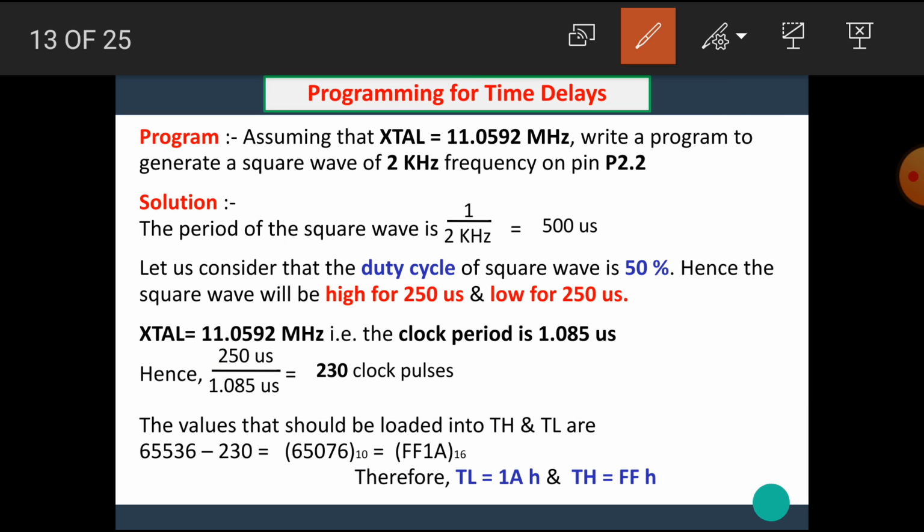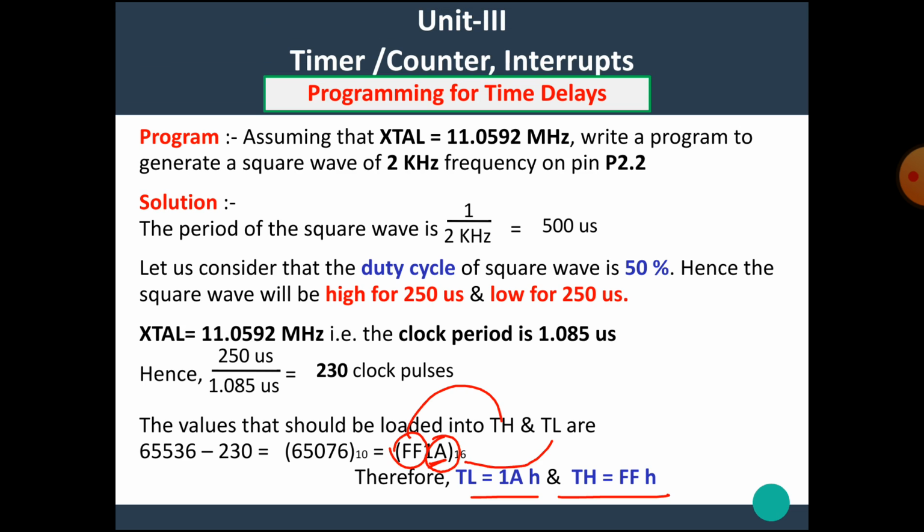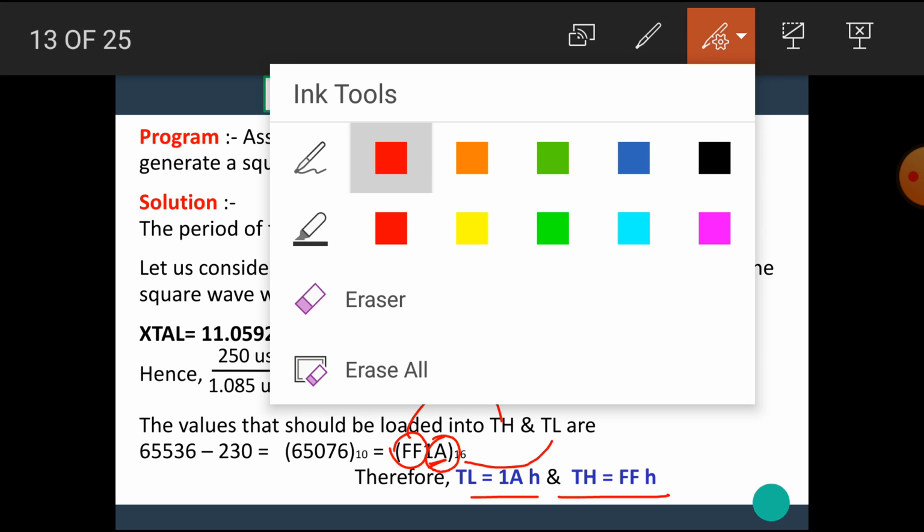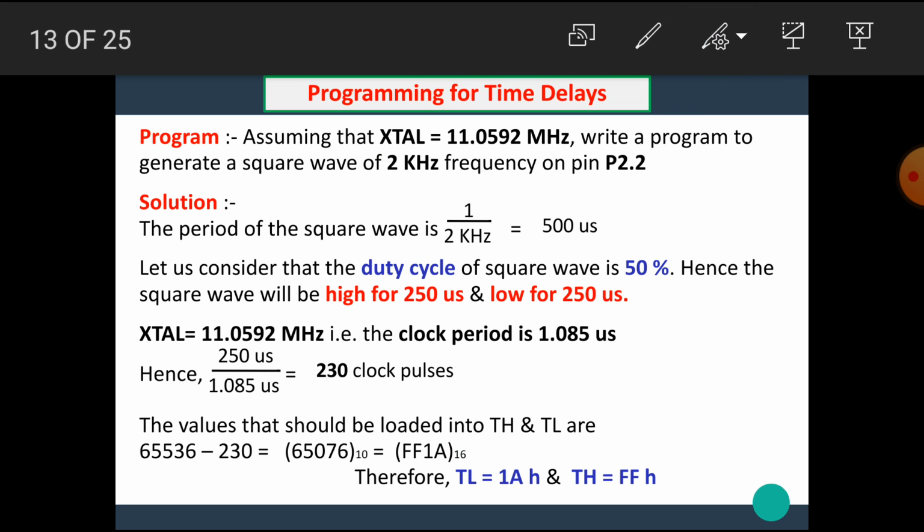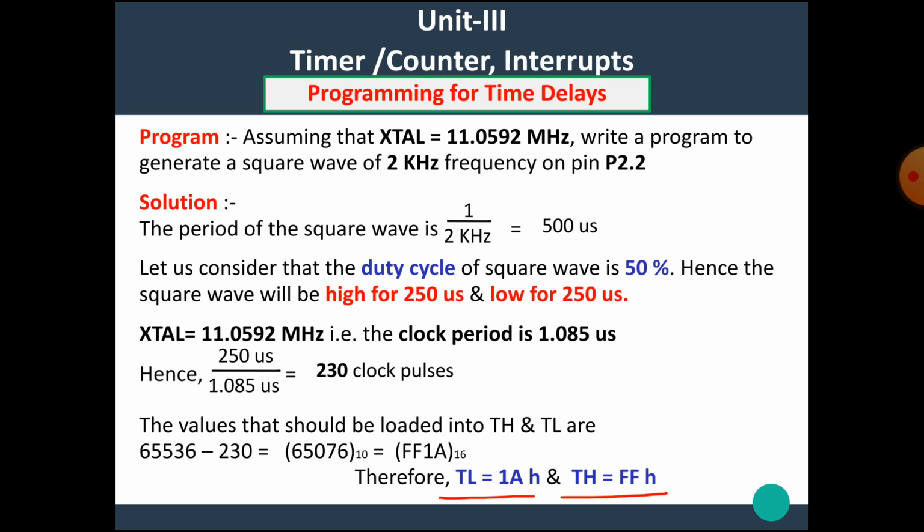Here, the lower byte is stored in TL and the higher byte is stored in TH. That means TL contains 1A and TH contains FF. That means we find the values for TL and TH as TL equal to 1A and TH equal to FF.